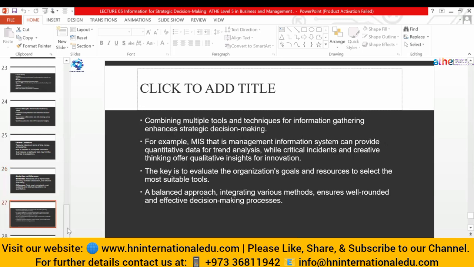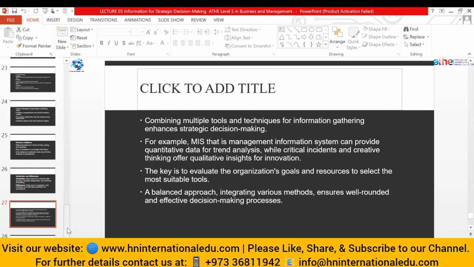Combining multiple tools and techniques for information gathering enhances strategic decision making. When we are going to combine every tool and technique, few of them, not everything can be utilized at one instance, it gets easy. For example, the MIS, that is Management Information System, it can provide quantitative data for the trend analysis. So the system, the MIS, is helping us to collect the quantitative data, that is the numerical one, and we're going to do the trend analysis on it.